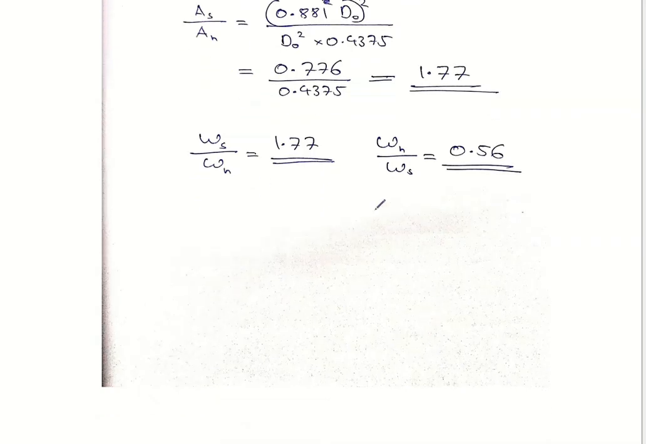Now, this type of problem, here it was to compare the weights. Sometimes in other problems, you may be asked to find the resistance to twisting moment. Then that is nothing but T. You are asked to find the Ts by Th, similar to here.